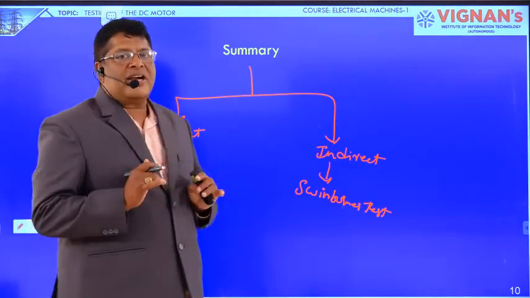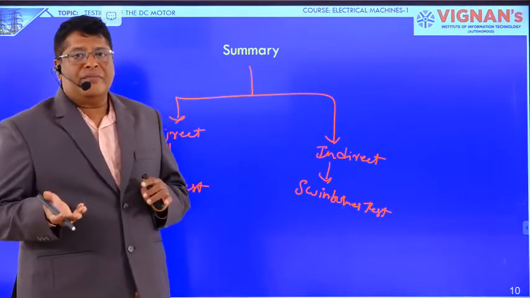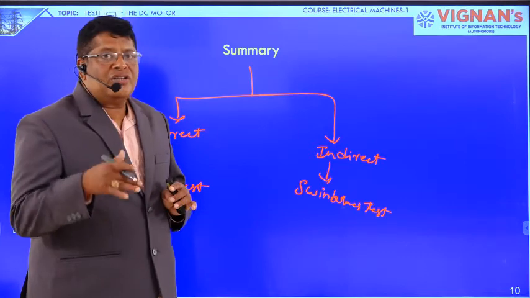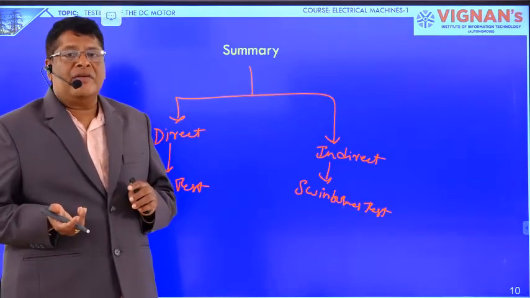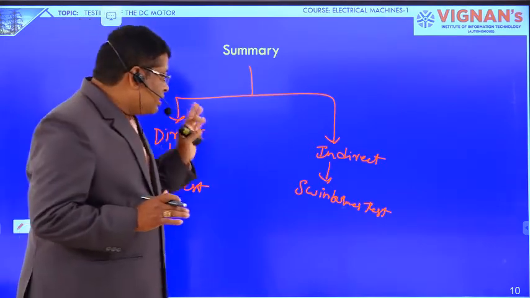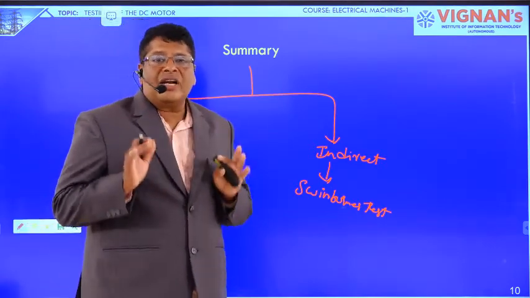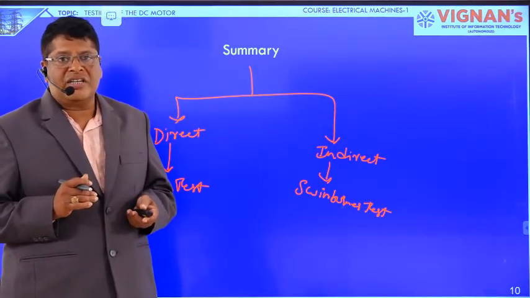By using the data, the constant losses, we are going to find out the efficiency of the machine, whether it is a motor or generator, at any value of current. But the disadvantage of the Swinburne test is that we should not conduct a Swinburne test on series motors.